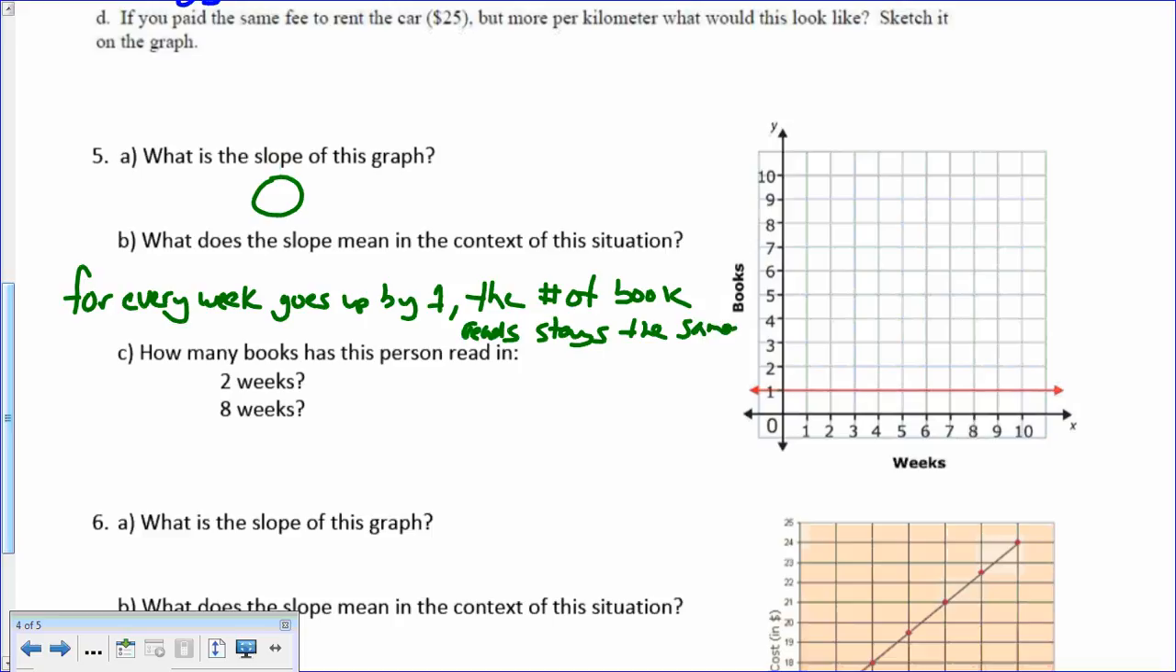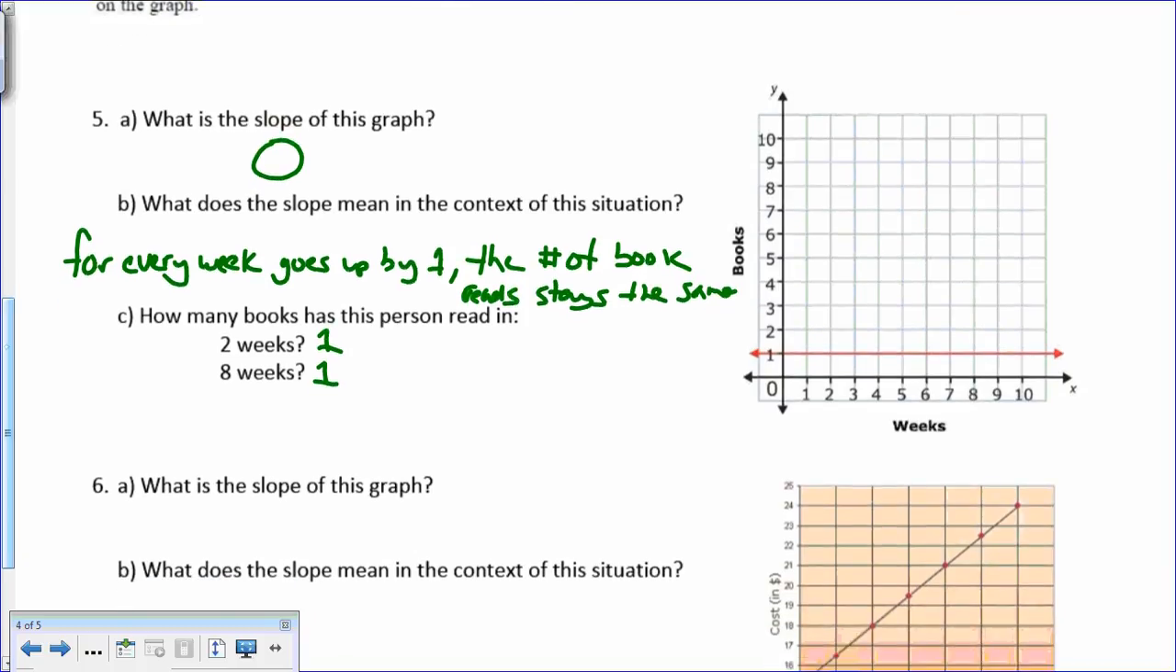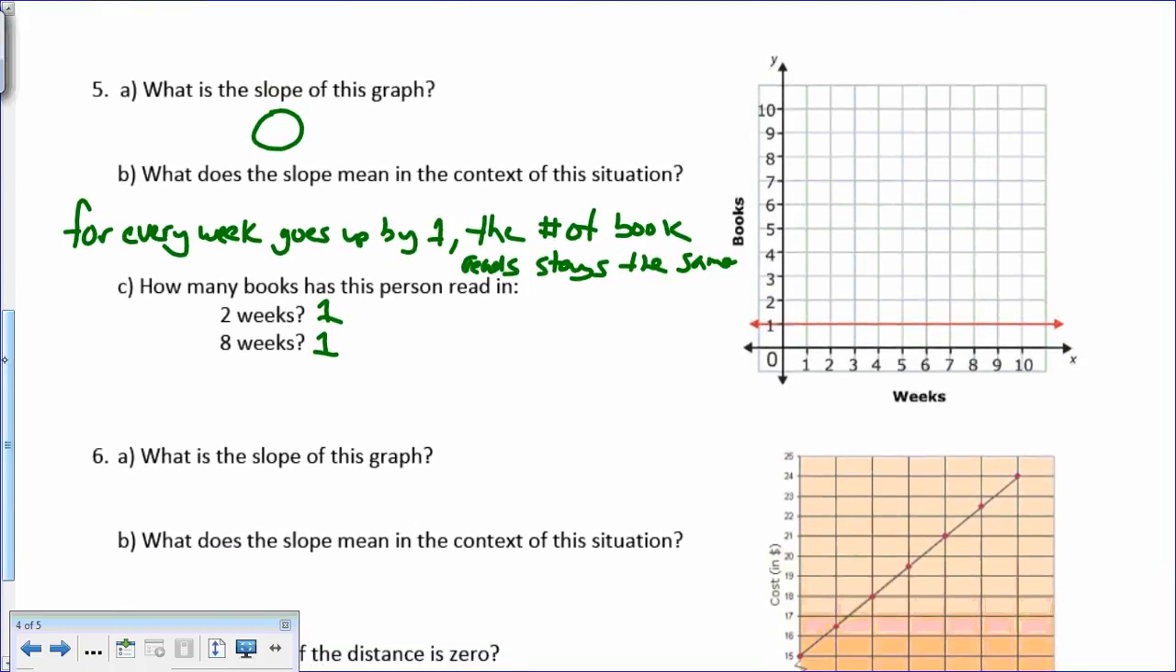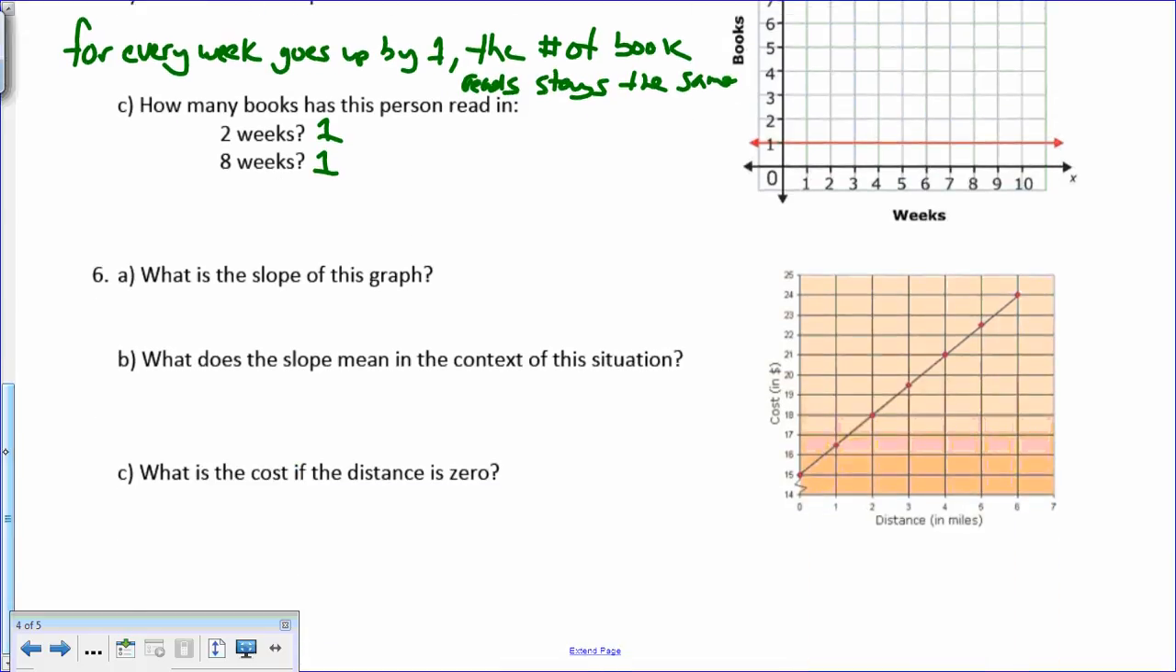So how many books are read in 2 weeks? 1. How many books are read in 8 weeks? 1. So this poor guy is never getting past this book, and I guess after a while you might as well just give up. But that's what this graph is saying, which is kind of odd. Sometimes with graphs, you're just reading what the information is and not trying to look too much into it. All right, the last graph deals with distance and cost.